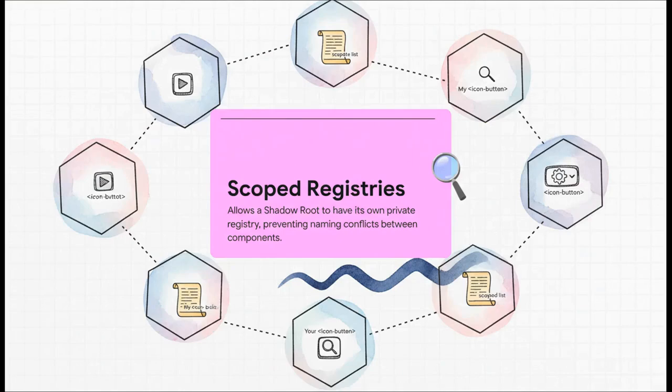The solution to this is a feature that is, frankly, a total game changer. It's called Scoped Custom Element Registries, and it basically means that every shadow root can have its own private, local list of custom element definitions. This means my icon button can live happily inside my component, and your icon button can live inside yours, and they'll never even know about each other. It's true modularity, and it finally solves the naming collision problem for good.